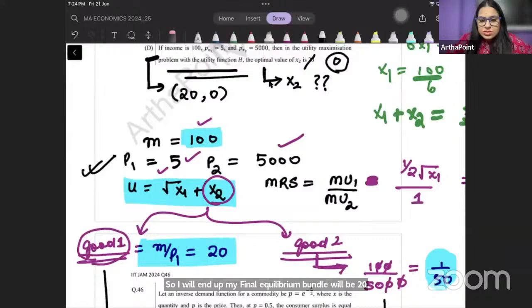Is this clear? Maybe next time they can frame a similar question with this. So any doubt in this? Do you want me to repeat this once?